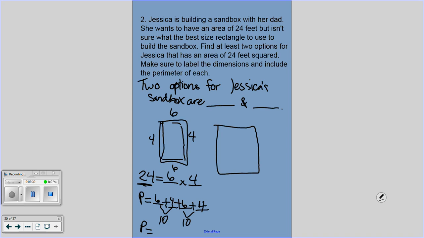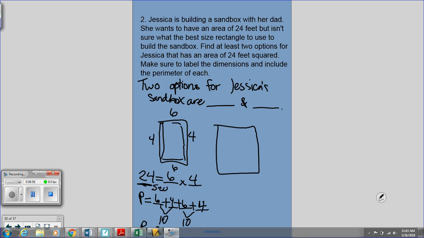Perimeter equals what, Georgiana? 20 units. Just regular old units. There we go. Do you have a question? Can you just give me another option? No. That also has an area of 24. So I know my area.